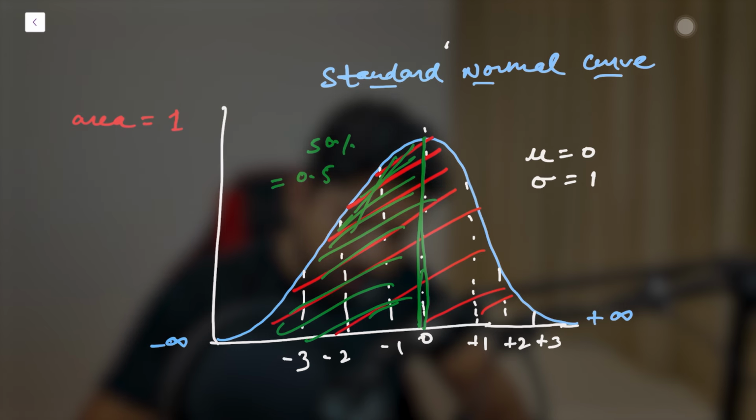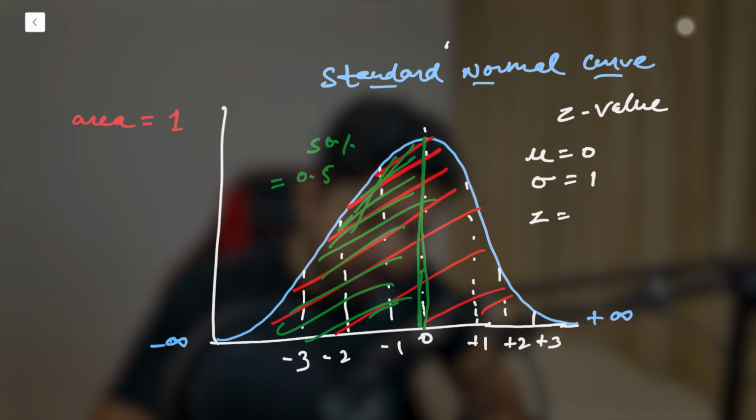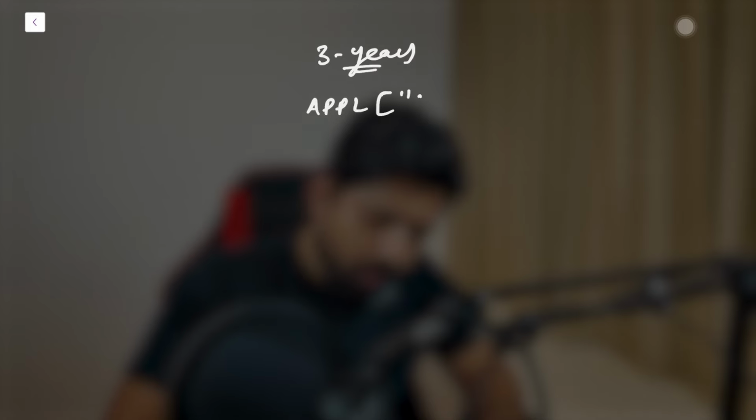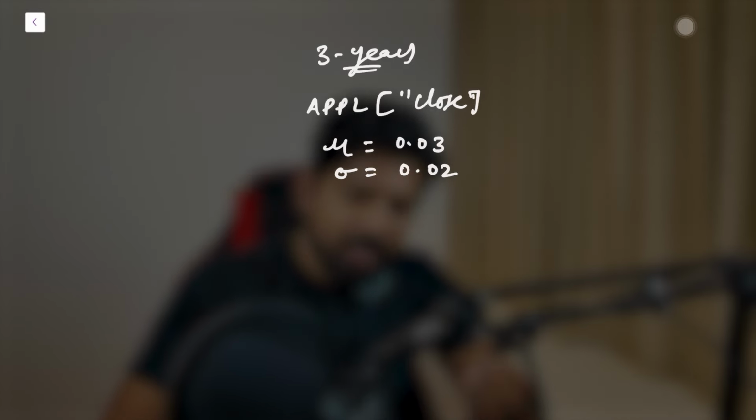Here we also know that these 0, 1, 2, 3 are Z values. To calculate Z, you write X minus mean over standard deviation, and this Z table is widely available. Now let me take an example here, then we'll proceed with Python. Let's say you fetch 3 years of Apple price data and find the percentage change. In that column you have the values and also the mean. Let's say for Apple close, the mean is 0.03, just an assumption, and the standard deviation is 0.02.